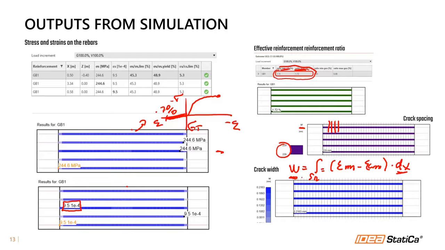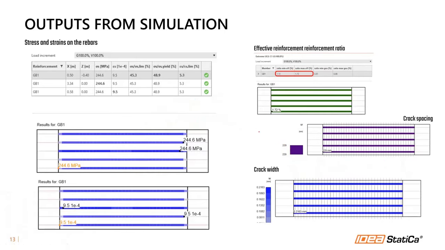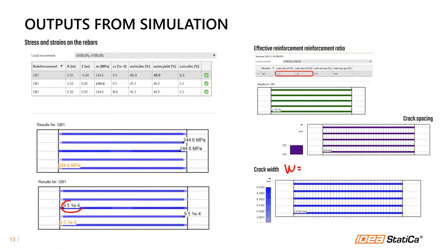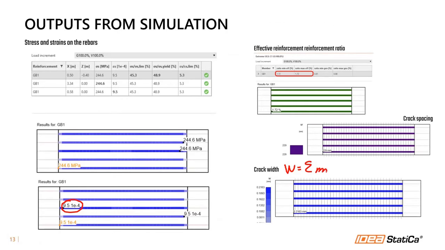What I would like to point out is that for the calculation of the crack width inside the IDEA Statica Detail or in this 2D CSFM, the crack width is calculated so that you take the strain on the rebars, which is basically the epsilon m, and you multiply that by the value SR0, and you will get 0.2163 millimeters. So this is how you get the crack width.